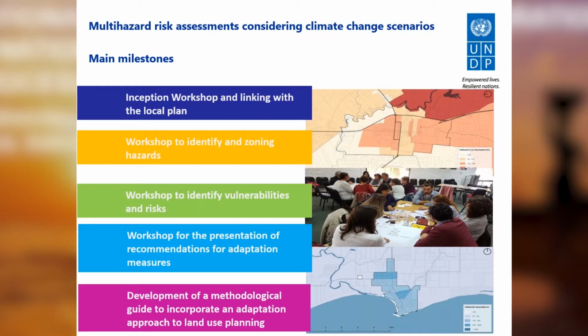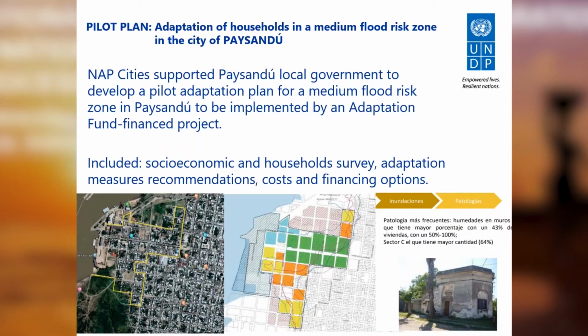And finally, the development of a methodological guide to incorporate an adaptation approach to land use planning. This will allow other local governments to develop their own multi-hazard risk assessments and mainstream adaptation in their local planning. So this was an example of collaboration between national and local governments.